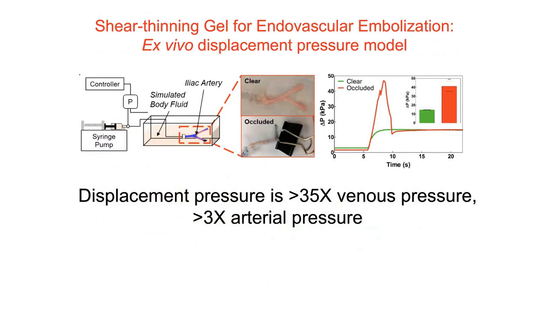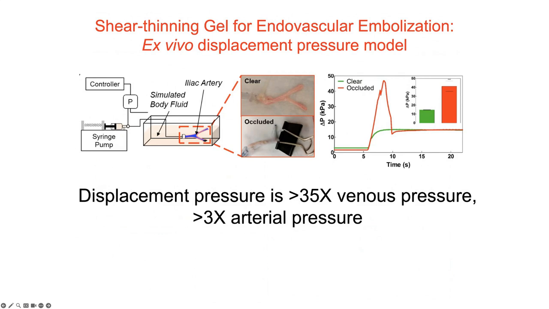So we want to start getting into larger models. One way to do that is to do ex vivo experiments, in this case taking blood vessels from porcine models. These are pig blood vessels. We can connect them to an apparatus that can control how much force you're applying to this blood vessel, and then look at the embolization and what kind of pressures it can actually withstand.